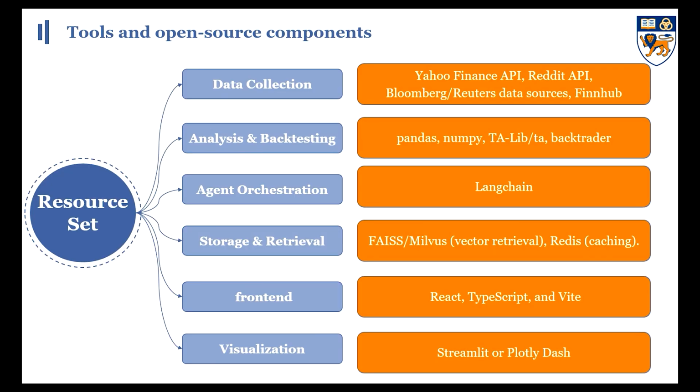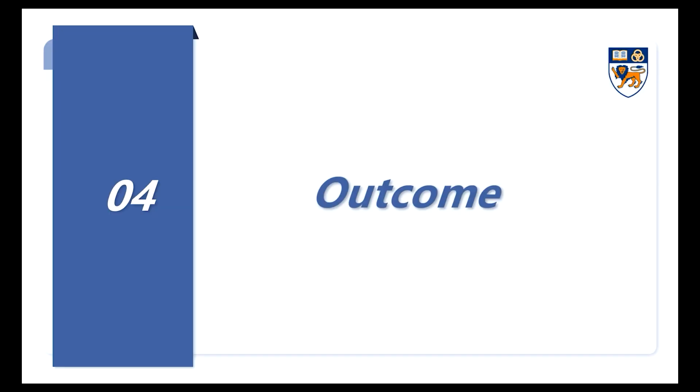As a student project, AlphaTrade relies heavily on open source and free tools. For example, we use LangChain to build the agent framework, and Yahoo Finance APIs to collect real-time and historical market data. Next, I'll show a short demo video that illustrates the full workflow of AlphaTrade.